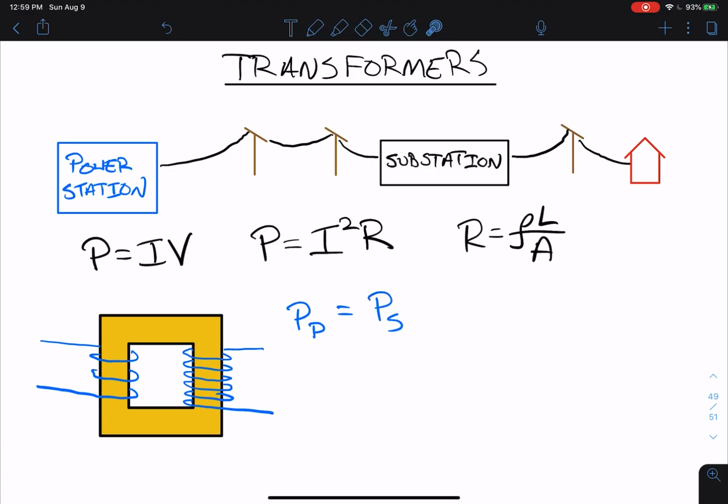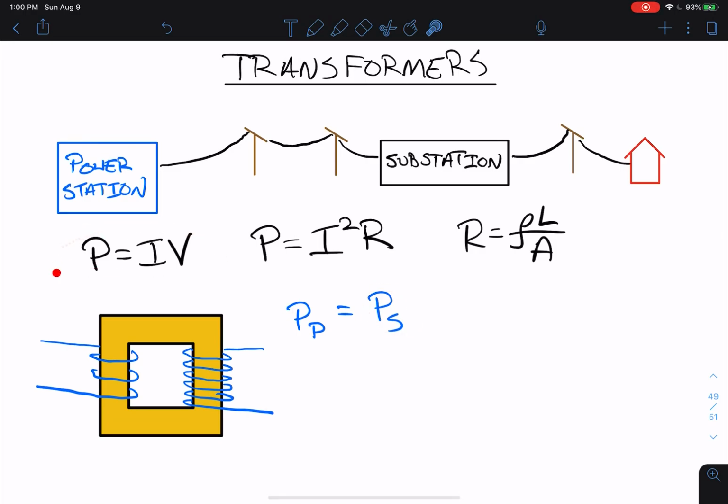This isn't what actually happens. Transformers actually have some thermal losses in the transformers themselves, which can sometimes lead to a breakdown of the transformer itself. But we're going to look at the ideal case. We're not going to worry about any thermal losses. So ideally, all the power that the primary brings in, the secondary takes out.